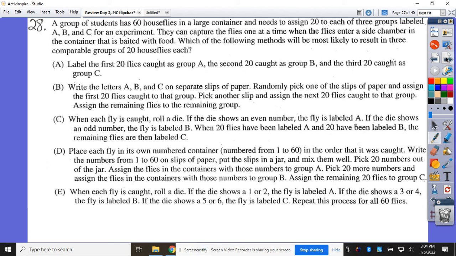So label the first 20 flies caught as group A. Is that a good idea or a bad idea? Bad idea. Because the fact that they are the first 20, whether that's a good thing or a bad thing, all of group A has something in common, and that's bad.